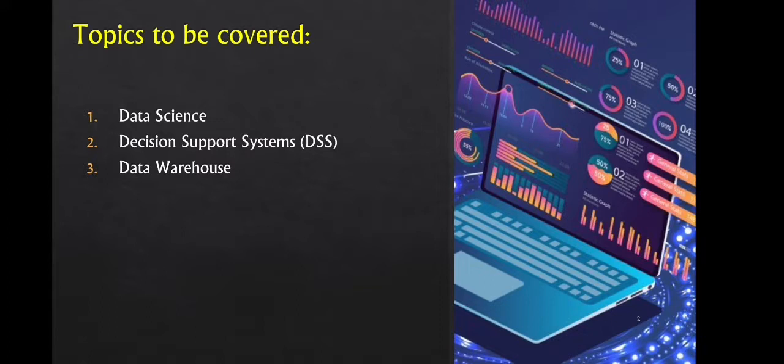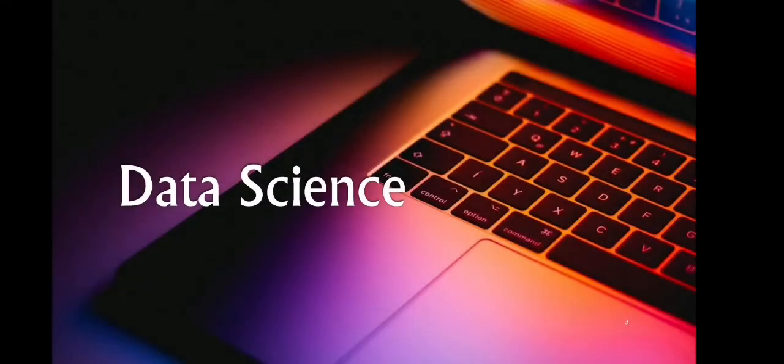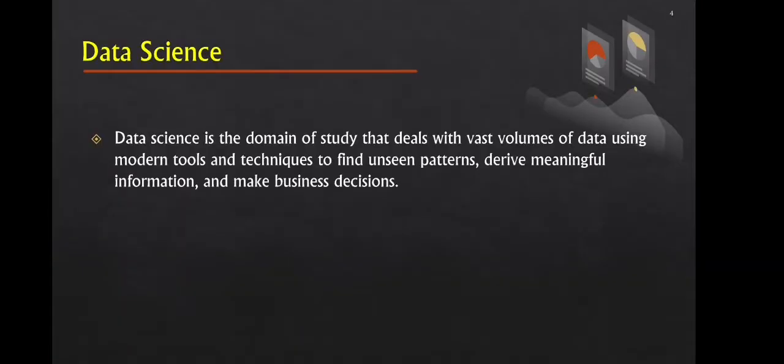Let us start by defining data science. Data science is the study of vast amounts of data using modern tools and techniques to discover previously unseen patterns, derive meaningful information, and make business decisions. To create predictive models, data scientists employ complex machine learning algorithms. The data used for analysis can come from a variety of sources and be presented in a variety of formats.